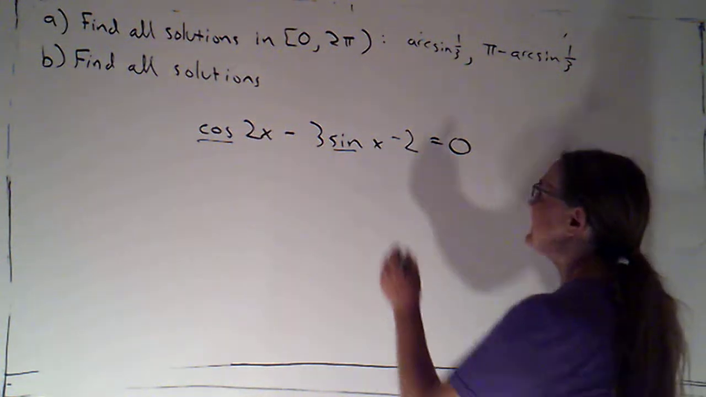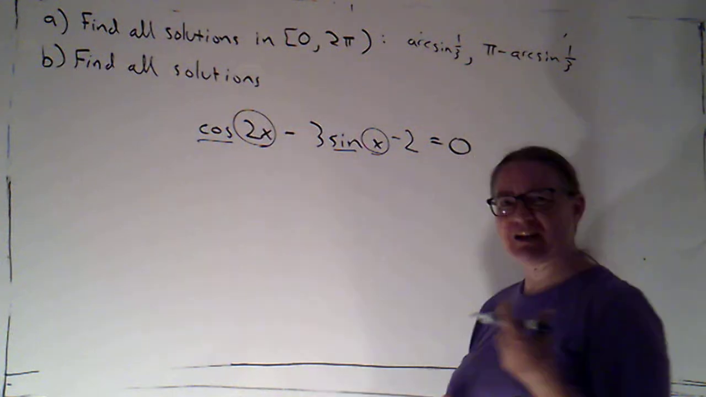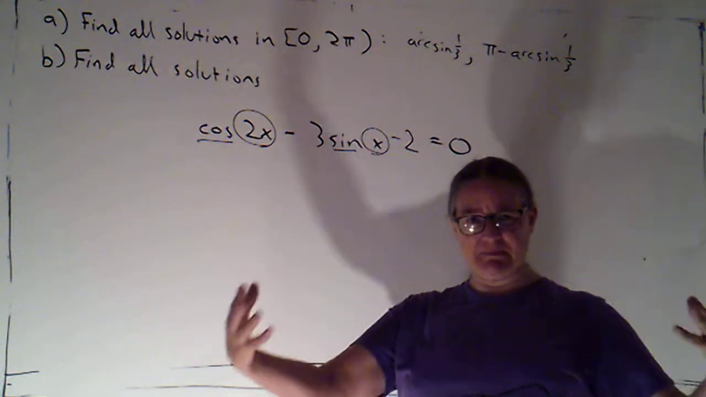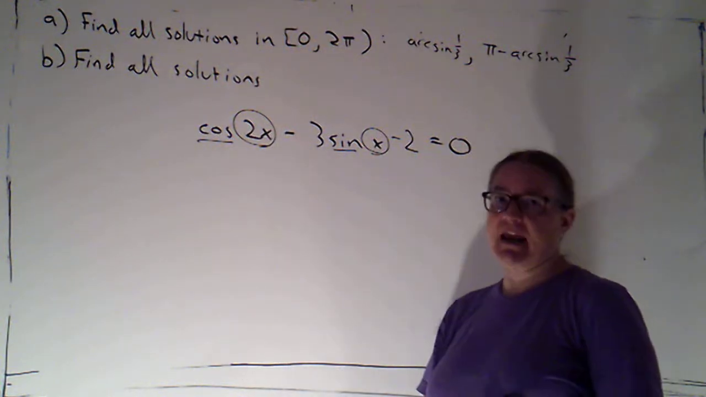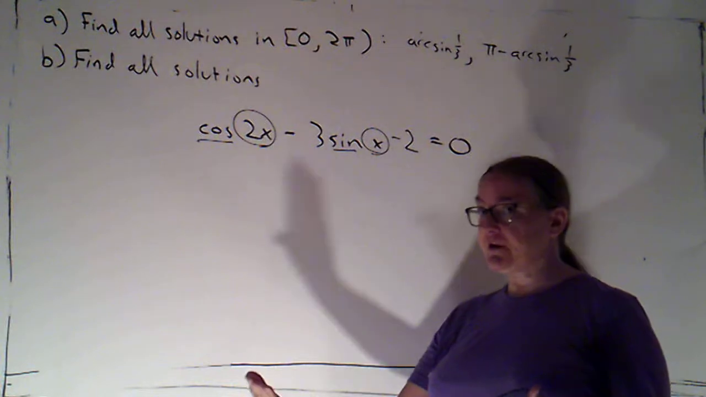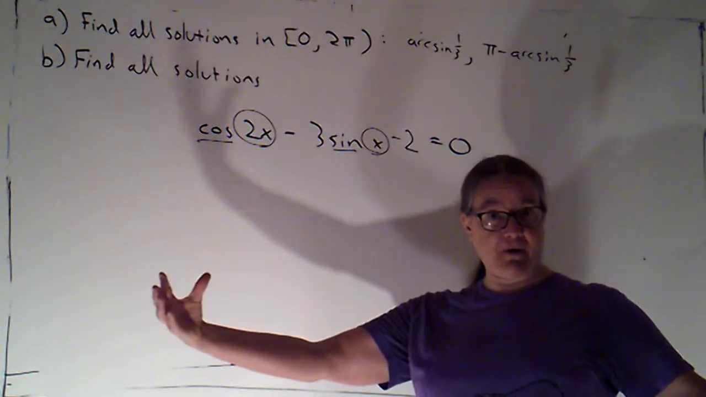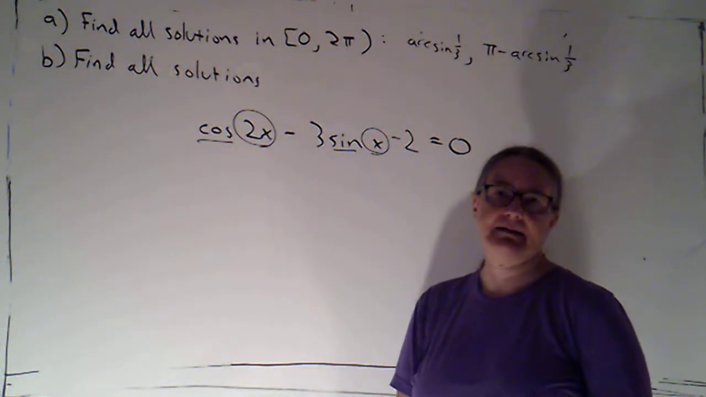I also see two separate angles here. I see x and 2x, and again, they're connected by subtraction, so I'm not going to be able to split those up into separate factors. Okay. So when I have two different trig functions or two different angles, and I can't separate them into distinct factors, I'm going to need to use some trig identities.